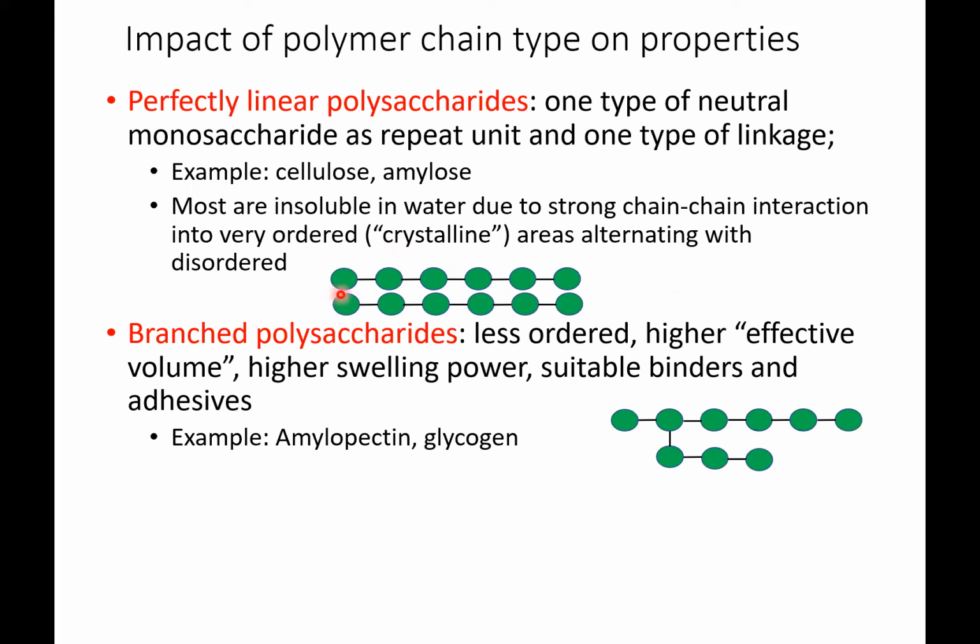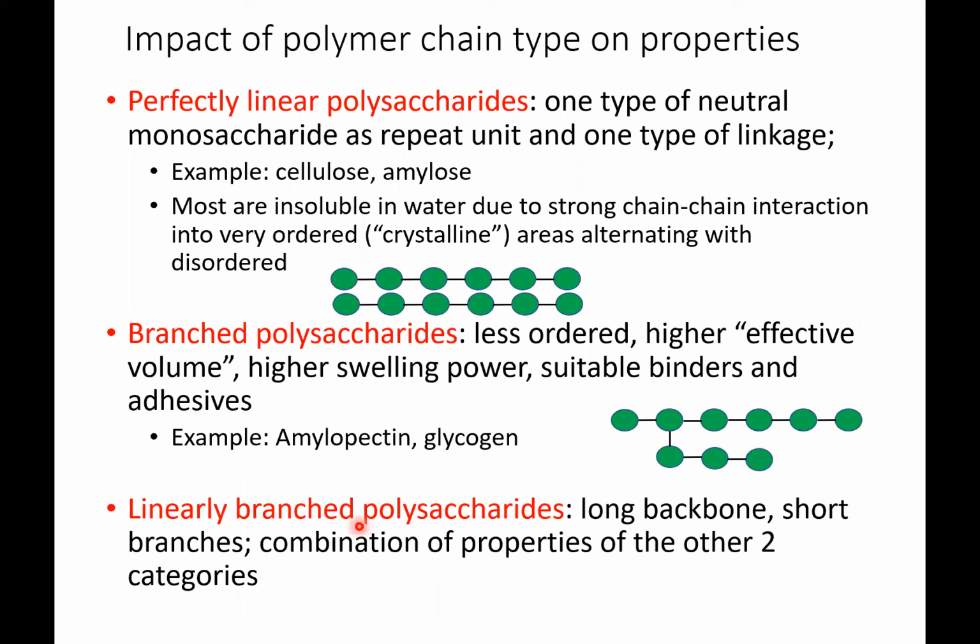If you have branched polysaccharides, it's much more difficult to stack them accordingly. So for example, here, just a fictive polysaccharide with this arm here. That arm can go in different directions and it can be longer, can be shorter. There can be another arm going up here. So these have a higher swelling power because they're more accessible to water, but they are less ordered and less strong. And an example is amylopectin or glycogen as well.